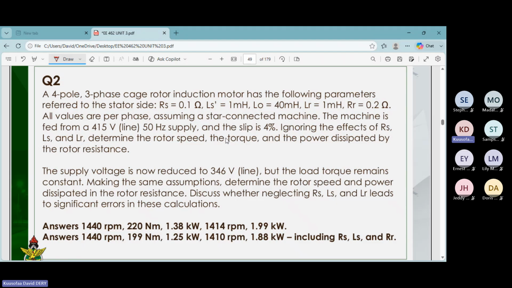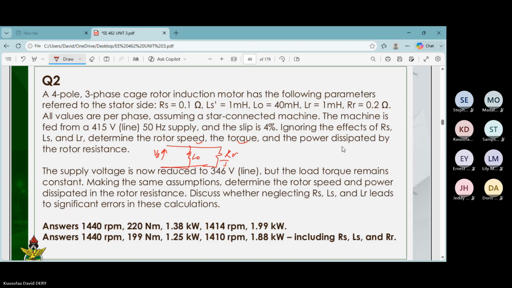So what would be the equivalent circuit? The equivalent circuit will reduce to just this, and then RR over S, and then this is L naught, which is the magnetizing part. Then you have this as your supply V phase. So this will be the equivalent circuit. He has just simplified it for us by letting us ignore the other parameters. So the first is to determine the rotor speed, and the torque, and then the power dissipated by the rotor resistance.